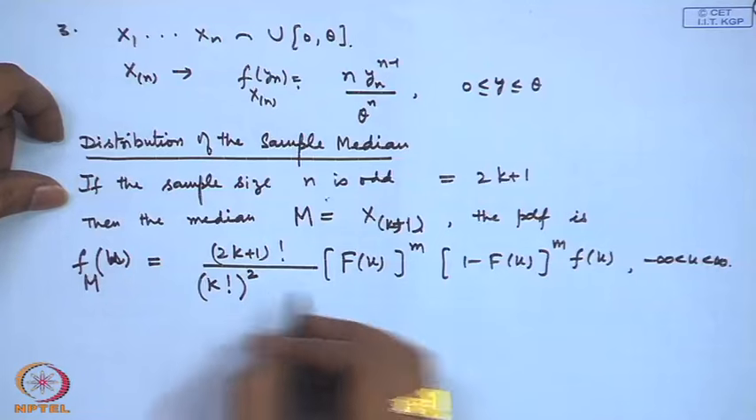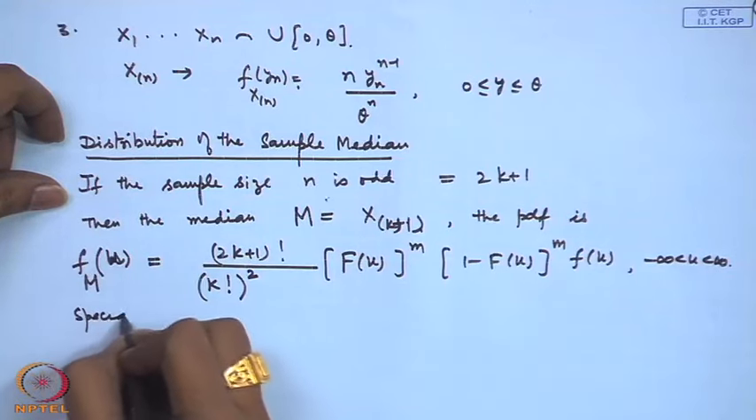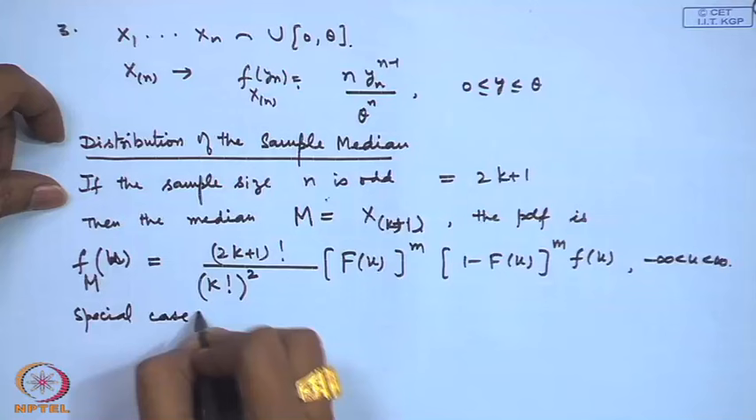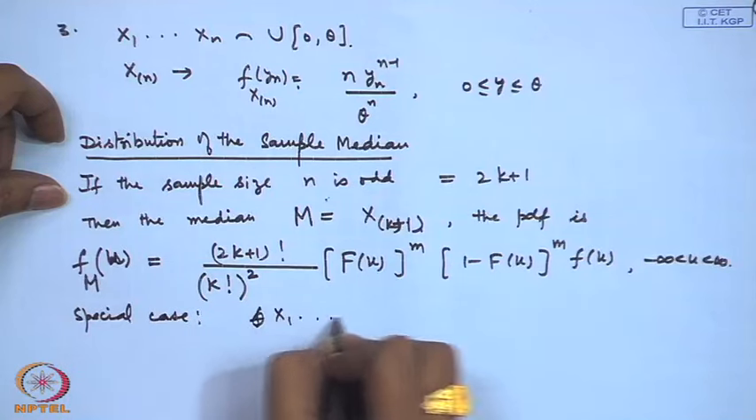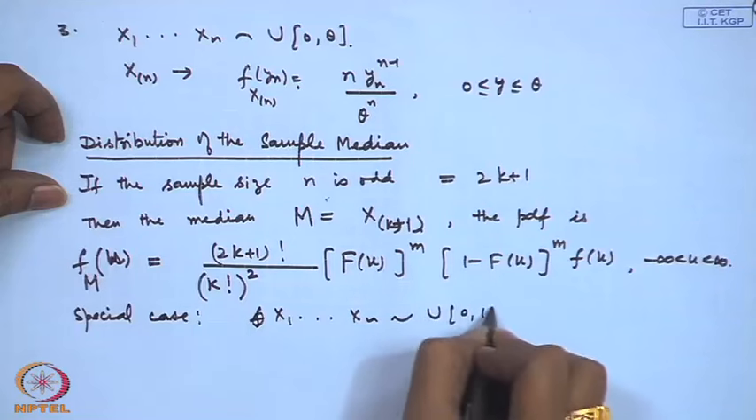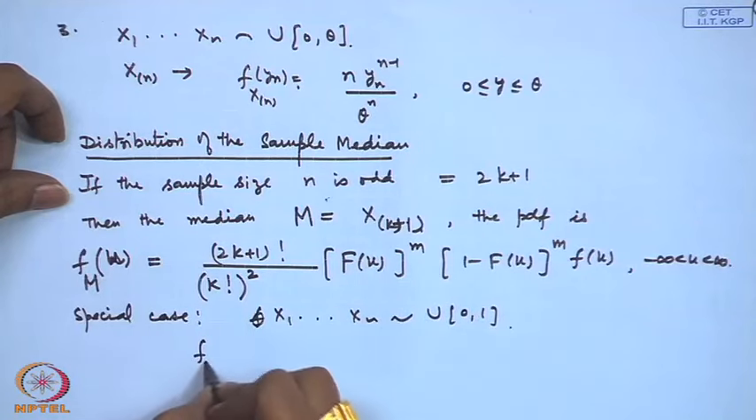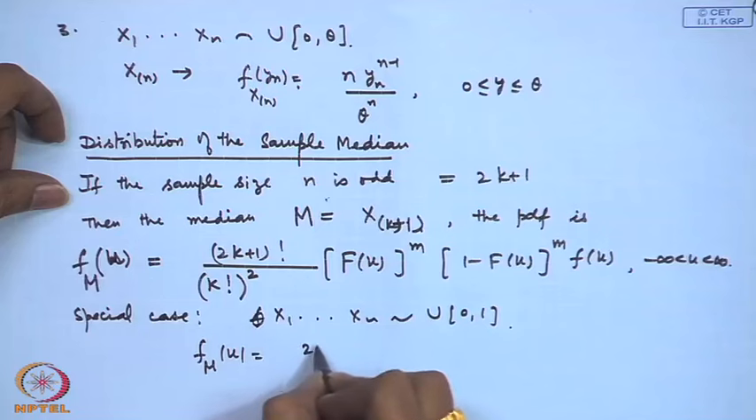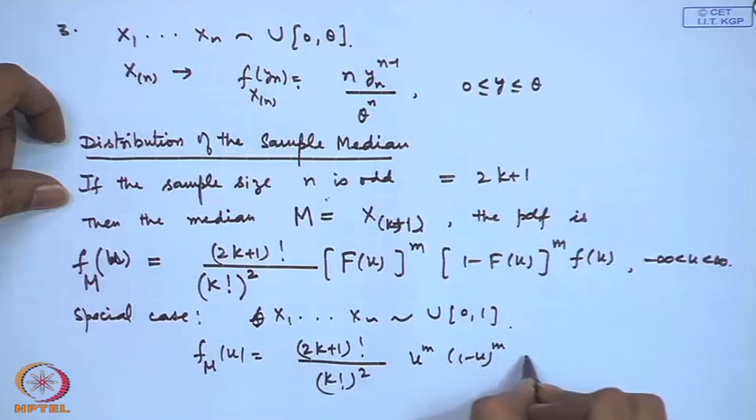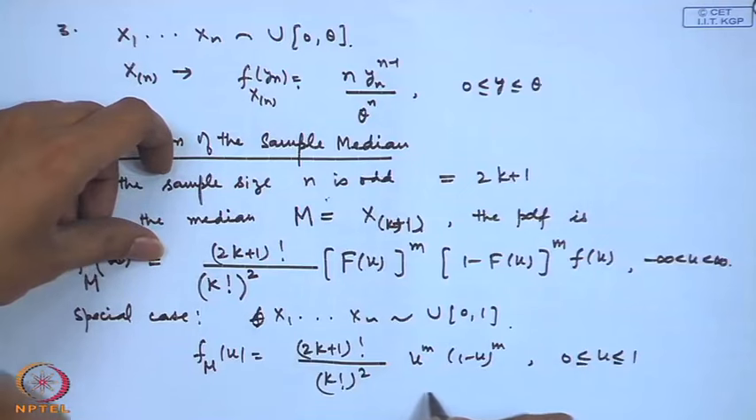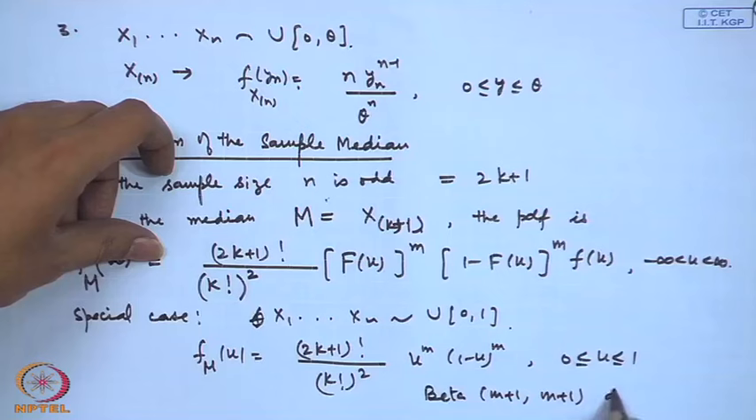You can also look at a special case, that is, F is the uniform distribution on the interval 0 to 1. In that case, this will become (2k plus 1) factorial by k factorial squared, u to the power k, (1 minus u) to the power k, for 0 less than u less than 1. Now, this is nothing but a beta (k plus 1, k plus 1) distribution.